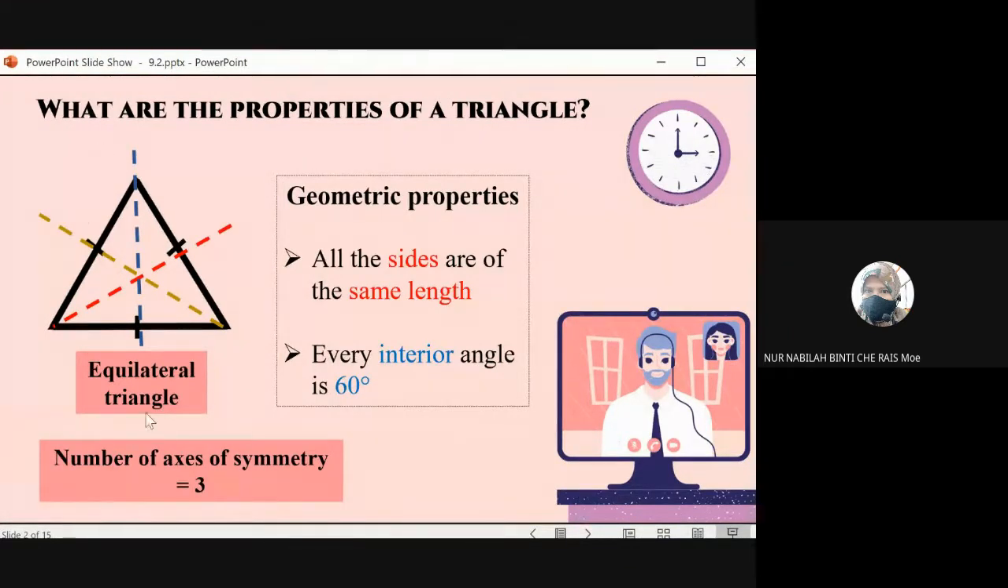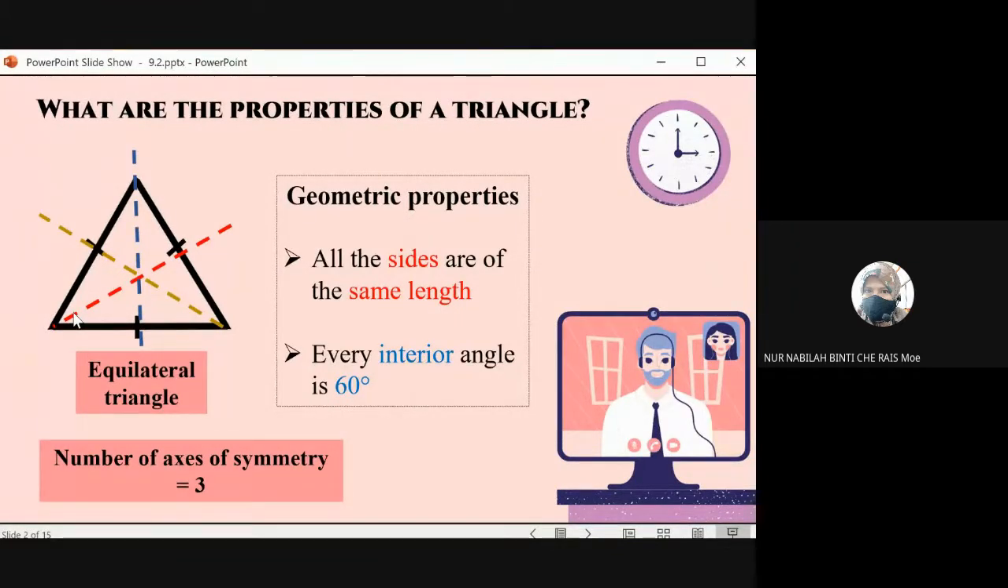Clear about this equilateral triangle? So remember, all the sides are the same length, and all the interior angles are equal to 60, 60, 60. This does not change for an equilateral triangle. It is fixed: 60, 60, 60. That is the first triangle you have to know.